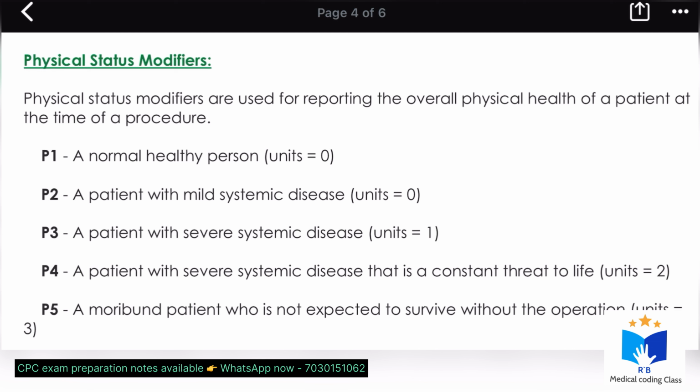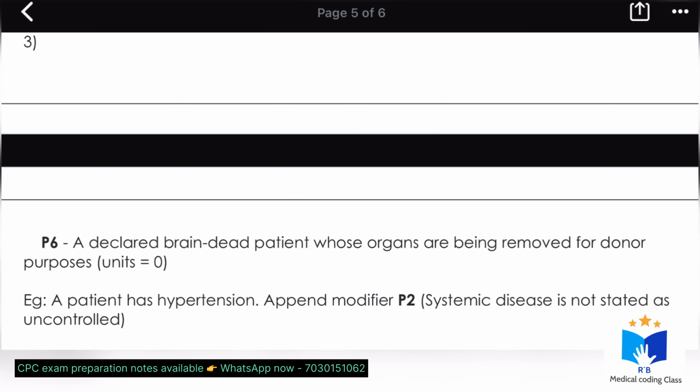Then P5 is a moribund patient who is not expected to survive without the operation, with unit 3. Then P6 is a declared brain-dead patient whose organs are being removed for donor purposes. Then you can use the P6 modifier.